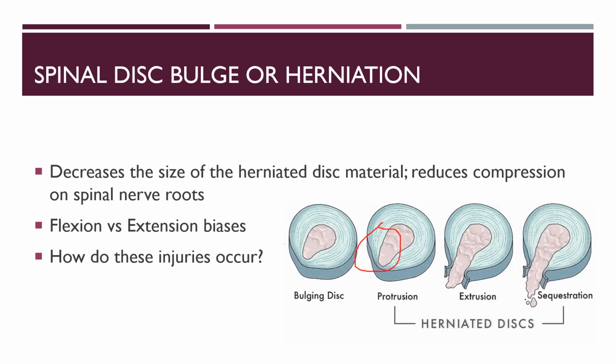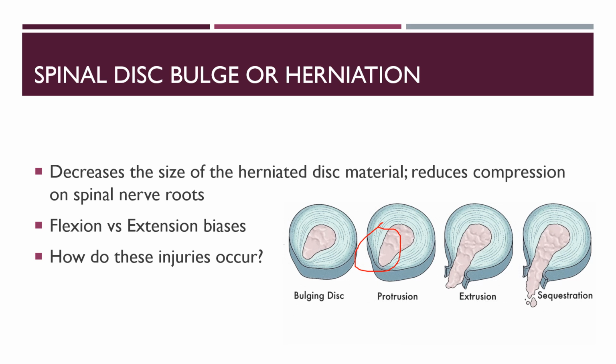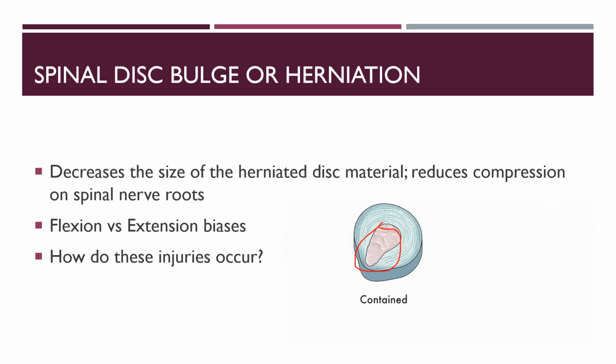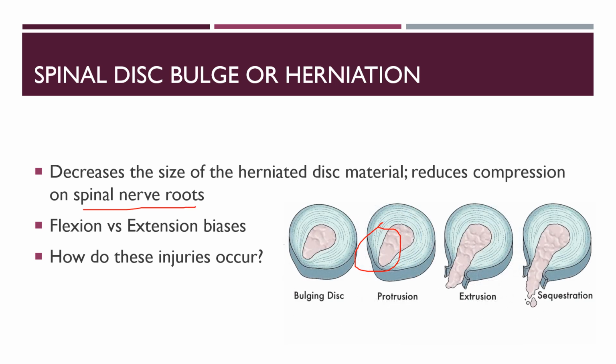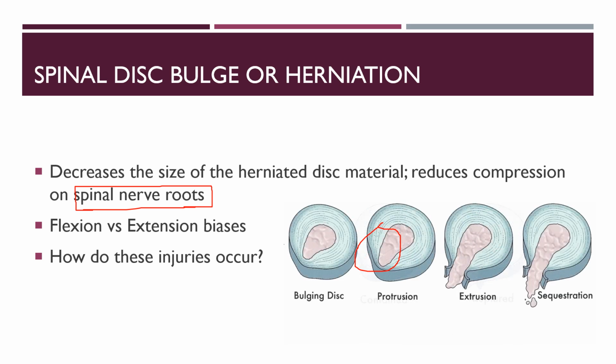And how are we going to treat them? So kind of a basic level of knowledge on what's most appropriate. But again, this bulge decreases the size, the mechanical traction will help decrease the size of that herniated disc material and reduce compression on those nerve roots. You can kind of see that we have a common theme here, right? A lot of these injuries are going to relate to spinal nerve root compression.